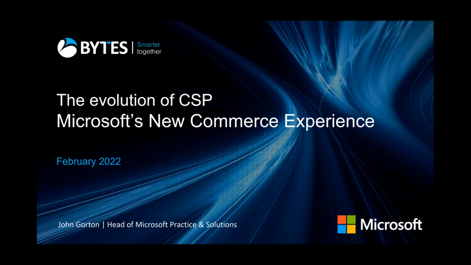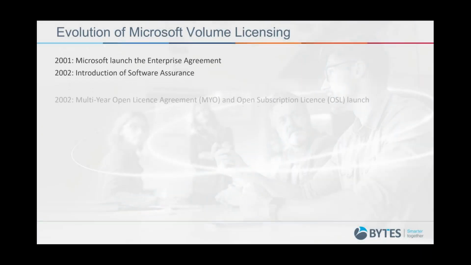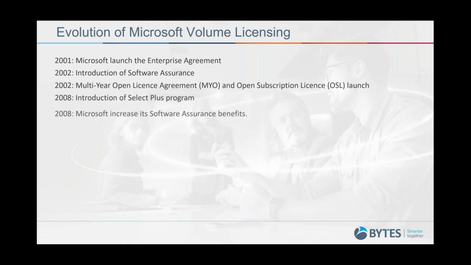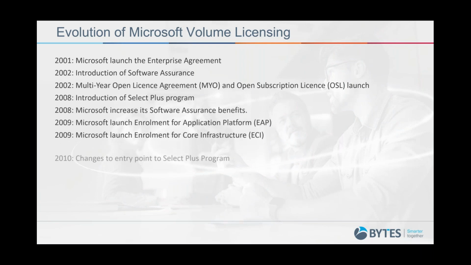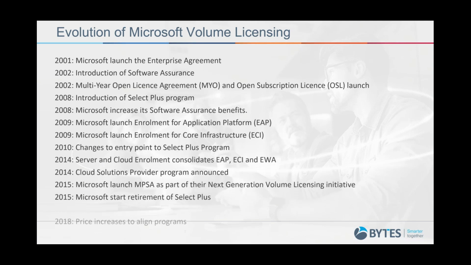So I'm conscious that you may have attended one of our previous updates on NCE. But just to start, I want to recap on Microsoft's journey and what that means to new commerce. So when we look back over the years, we can see that Microsoft's volume licensing programs have continually evolved. Back when, before Microsoft launched the enterprise agreement, we had just the open license agreement for SMB, or MOLP as it was called back then, and then select agreement for medium and large organizations.